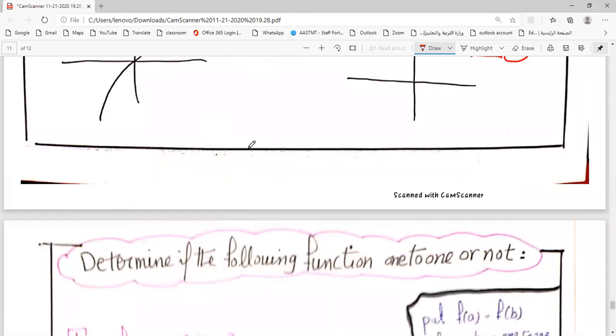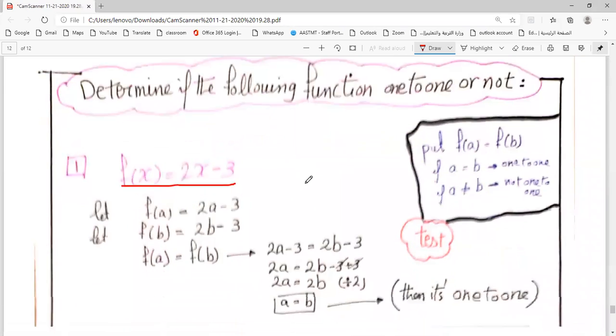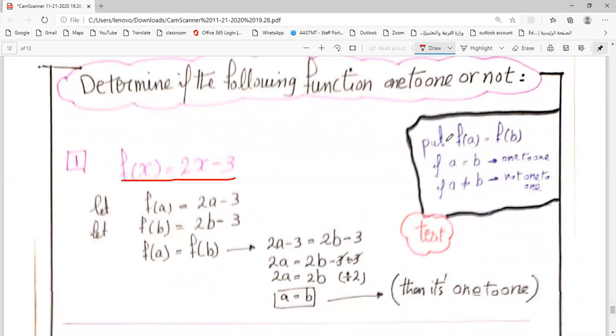The second part: how to determine if the function is one-to-one or not from the equation. We make a simple test. We are going to get f of a and f of b and make them equal. If you get a equals b, then the function is one-to-one. And if you get a not equal b, I mean that if you get a lot of answers or two solutions, then this function is not one-to-one.